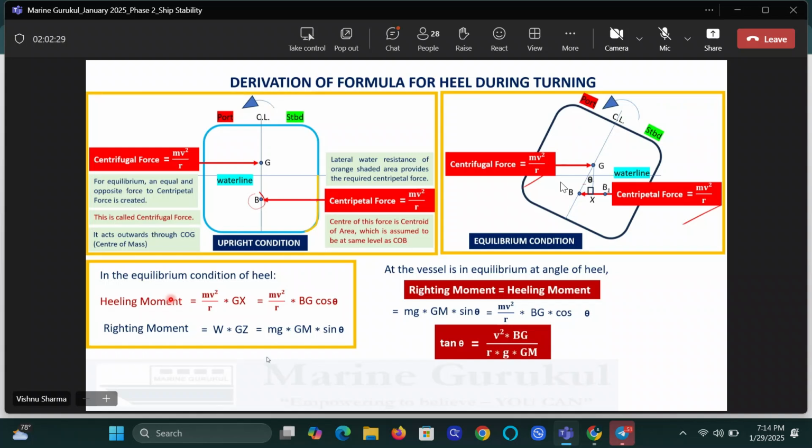This is the formula for heel during turning. Way back in 2013, this derivation was asked. It has not been asked thereafter. But yes, it has been asked once for sure.